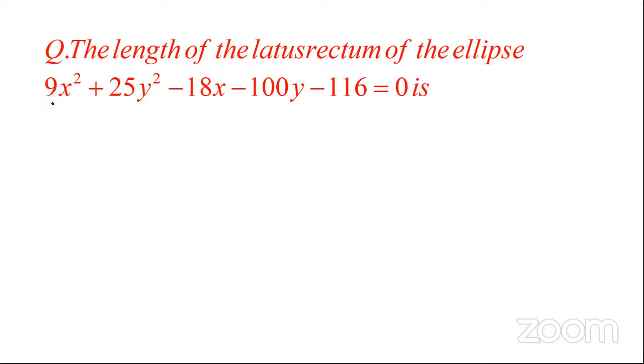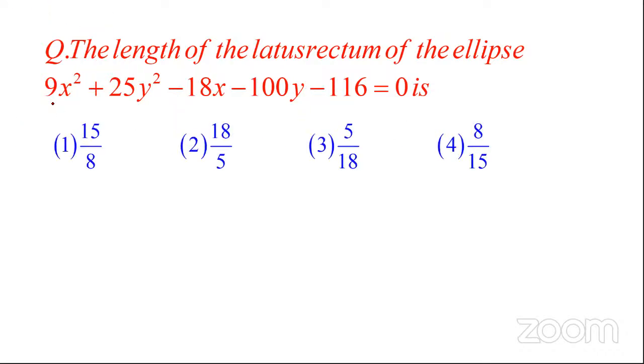So we have to transform this equation to the standard form of an ellipse, with center (h, k): (x − h)²/a² + (y − k)²/b² = 1. Then we solve and get the a value and b value, and just substitute in 2b²/a. Then you will get the answer. The options are 15/8, 18/5, 5/18, and 8/15.